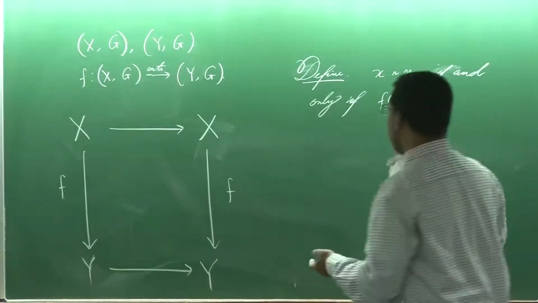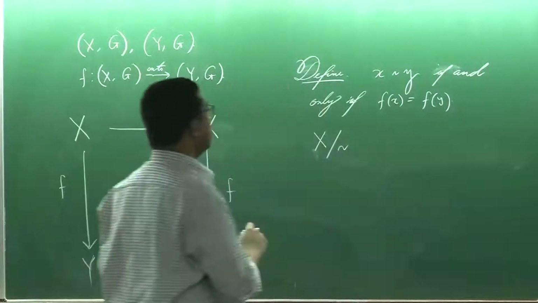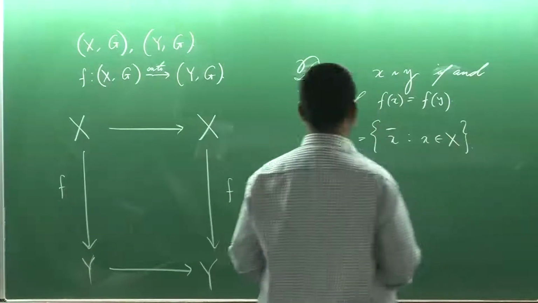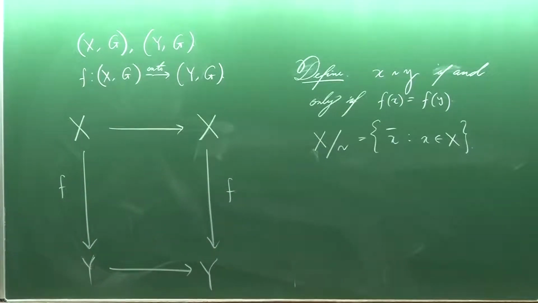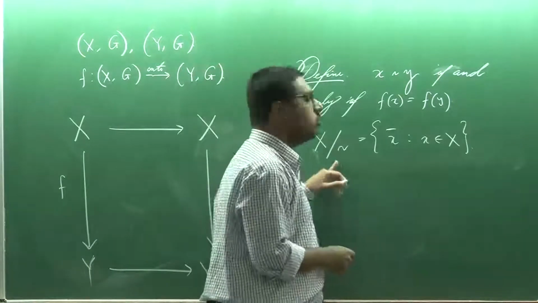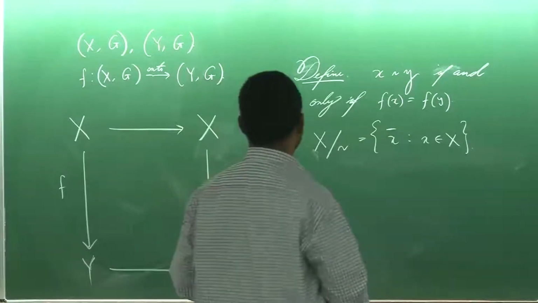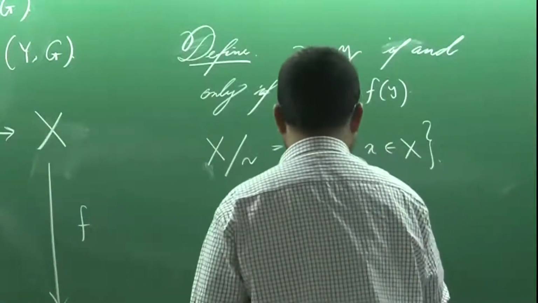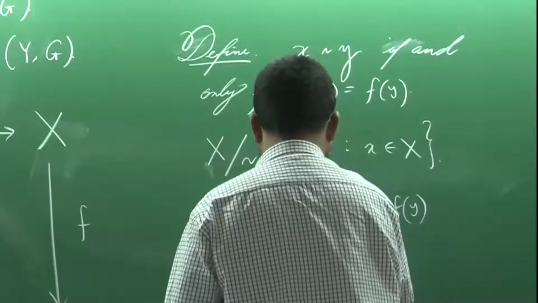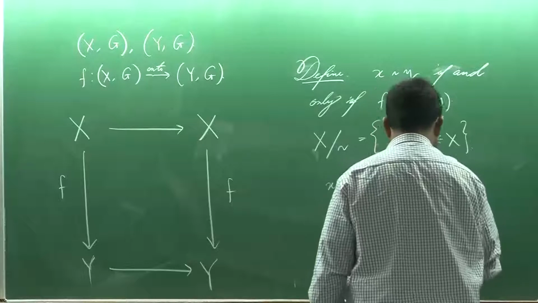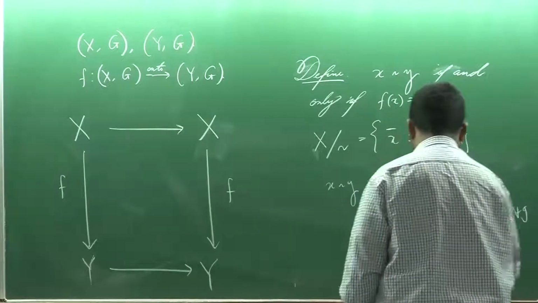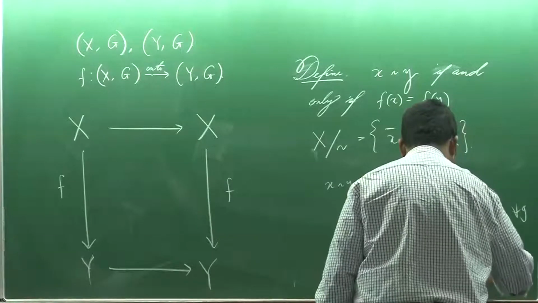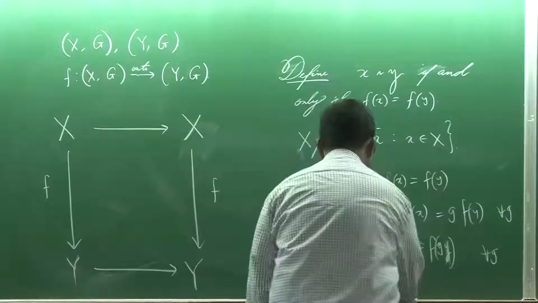This is an equivalence relation, and the quotient set by this equivalence relation is the set of all equivalence classes. Since this map is G invariant, we will see that this quotient can also be made a G space in the most natural way. For that, let us observe that if x and y are related, then f of x equals f of y, of course. Then for all g, from the G invariance property of f, it holds for all g. So, what does this tell us?